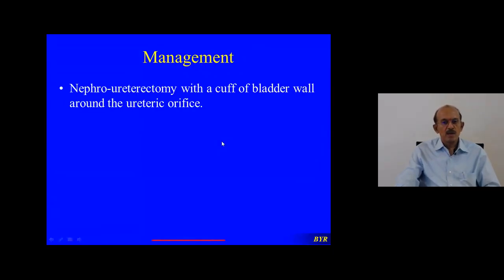Management: nephroureterectomy with a cuff of bladder wall around the ureteric orifice. So the lesion is there in the pelvis of the kidney. You remove the whole kidney plus ureter plus cuff of bladder. Why? Because it is a multifocal disease.